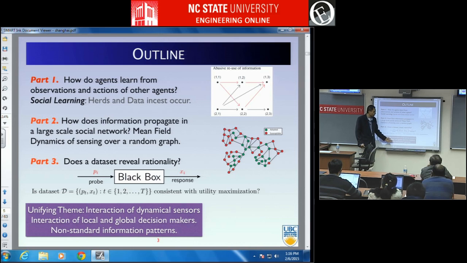People in game theory ask that question, and really we're trying to answer that using some simpler tools than game theory in this talk. And of course, another point here is that the information patterns, as we will see in this decision making and signal processing, are non-standard due to exchange over a social network. Okay, so those are the sort of introductory comments. Now I'm going to go on to part 1, which talks about social learning.